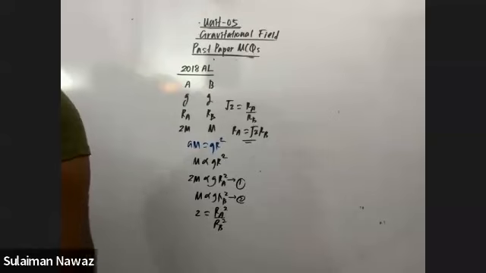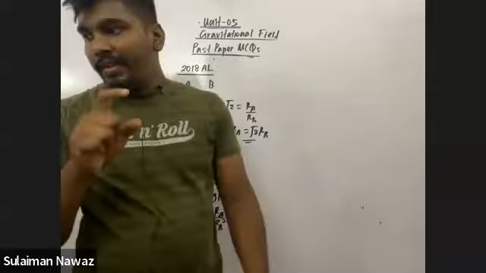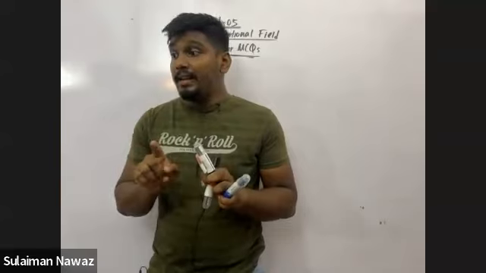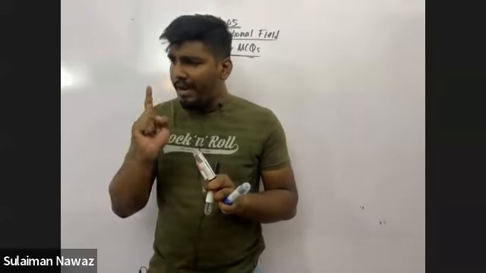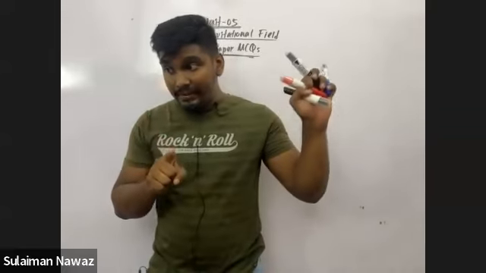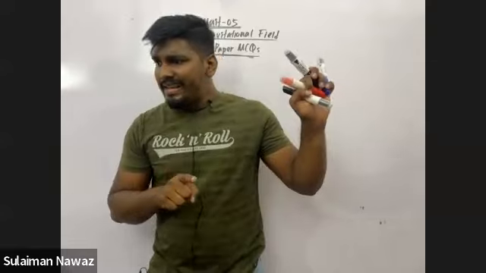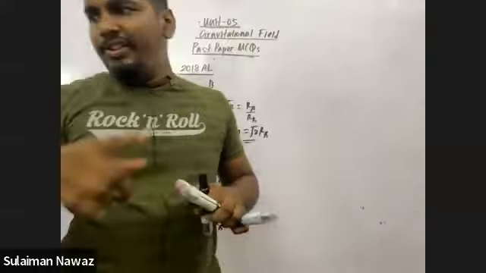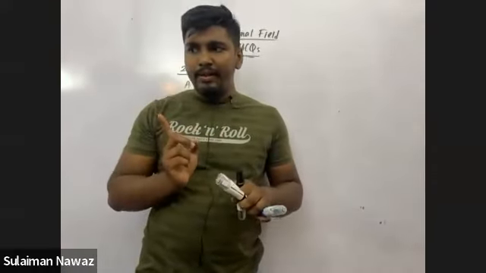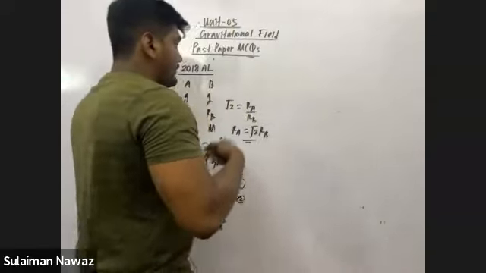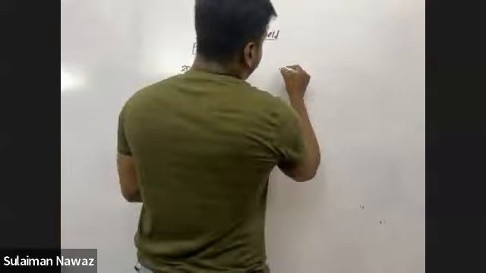Next one. 2016, question 11. It says, if the ratio of the mass of the planet over the radius of the planet for planet A is 4 times that of planet B, the ratio of escape velocity at the surface of planet A over escape velocity at the surface of planet B is? Now look at it. They have mentioned the mass of the planet over the radius of the planet for planet A is 4 times that of planet B.